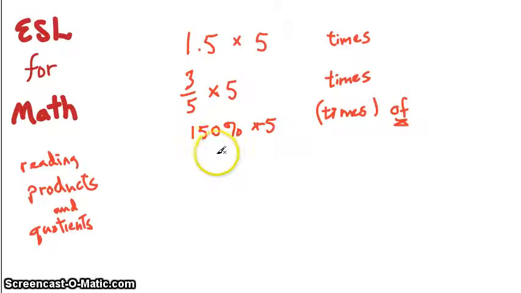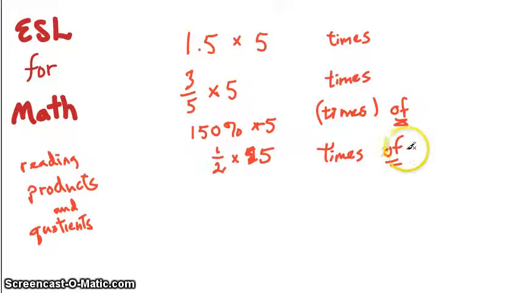Another case where you hear the word of is 1/2 of 5. 1/2 of 5. So I would normally probably read this as 1/2, I could read it as times. 1/2 times 5. Either one is correct. But again, when you hear the word of, you should think multiply.